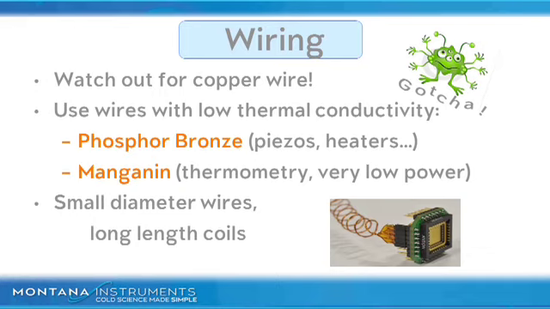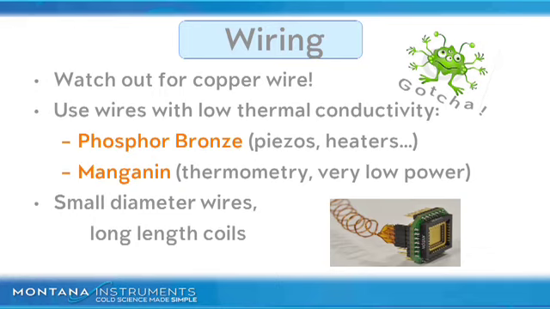Because it is more resistive than the other wires, you have to be careful not to use it on higher power applications. That's because the wire itself becomes a heater. In fact, this wire is great for making a heater in your system. We use this for thermometry and lower power applications. Beware that manganese wire is difficult to solder to properly.